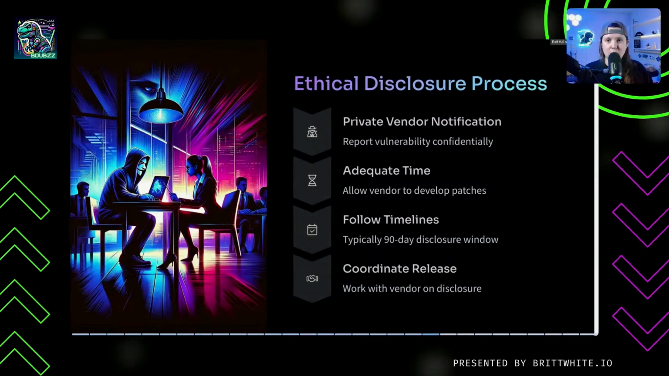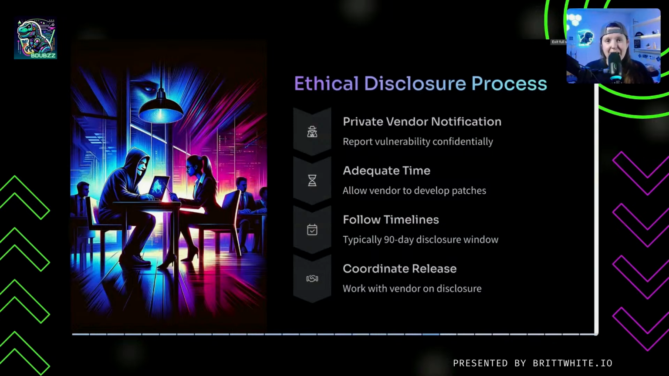Here's how ethical disclosure works. First, always start with notifying the vendor privately. We provide a proof of concept demonstrating that the issue exists, but we do withhold full exploit details that could be dangerous if misused or if it falls into the wrong hands.